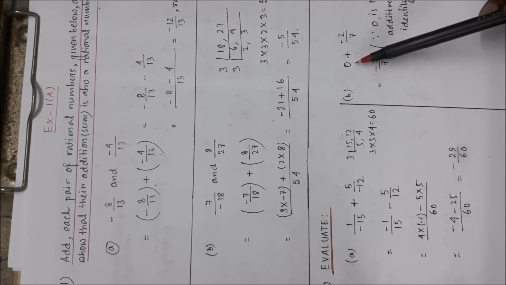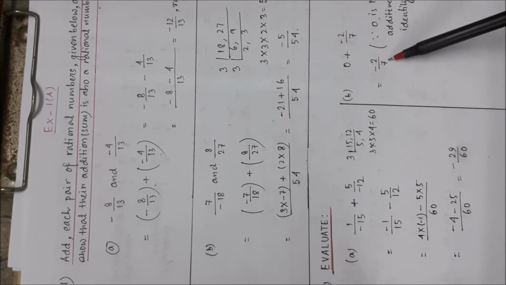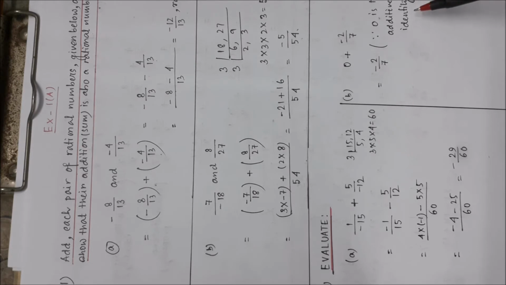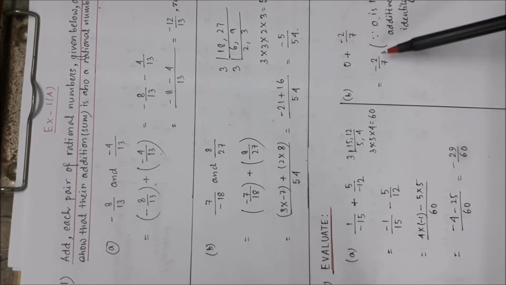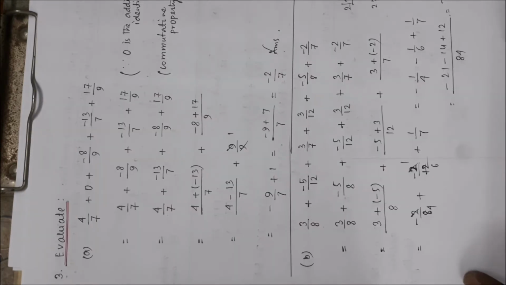The next sum is 0 plus minus 2 by 7. So it will be minus 2 by 7 because 0 is the additive identity. When 0 is added to a rational number, the result is the number itself. Yesterday we learned this. So the result will be minus 2 by 7. You need to write: since 0 is the additive identity. Clear?